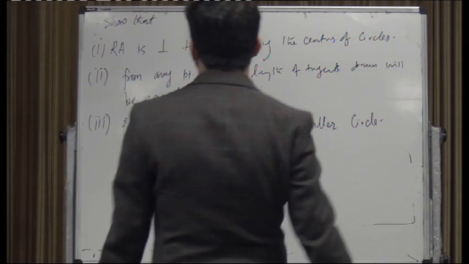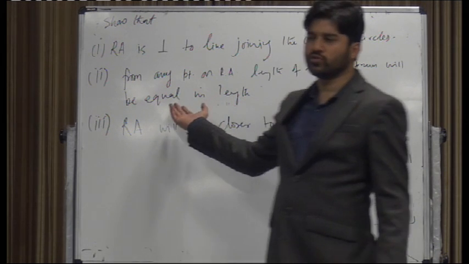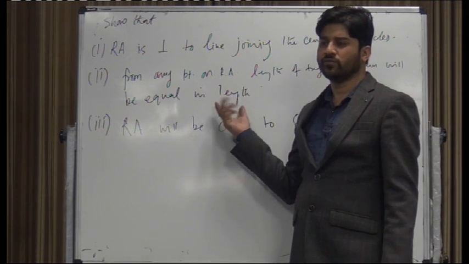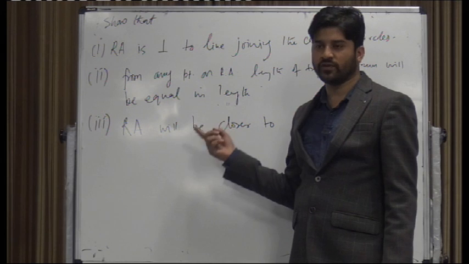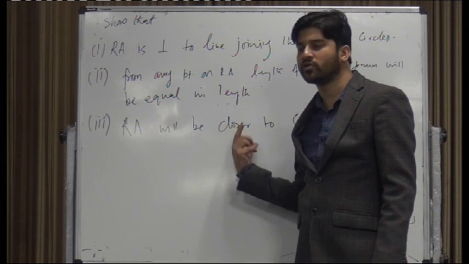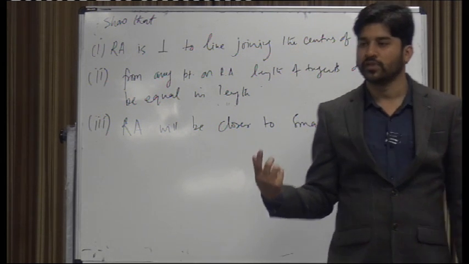Second part you already know that S1 is equal to S2. So obviously the length of the tangent would be equal. Under root, if S1 is equal to S2, which means under root S1 is equal to under root S2. Right?